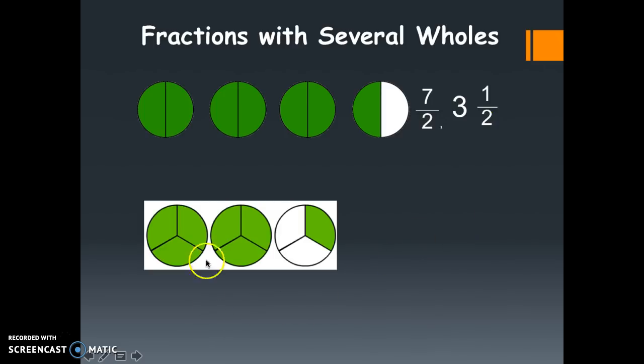Look at this example. You just look at one circle and see that it's divided into thirds. So 3 is our denominator. So how many thirds are there altogether? 1, 2, 3, 4, 5, 6, 7 thirds are shaded. So that's 2 and 1/3. 2 wholes plus 1/3.